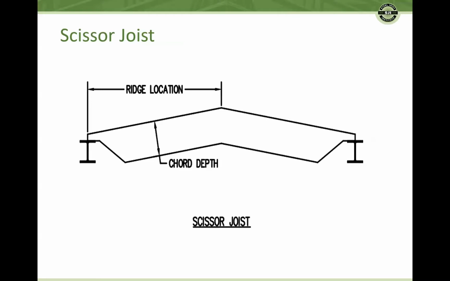A scissor joist has both the top and bottom chords pitched. The designation depth is the depth between the top and bottom chords measured perpendicular to the slope. This is shown as chord depth. A scissor joist with different top and bottom chord pitches is a compound scissor joist. In this scenario, it is best to provide a profile on the contract documents with end depths, ridge depth, and slopes for each chord defined.